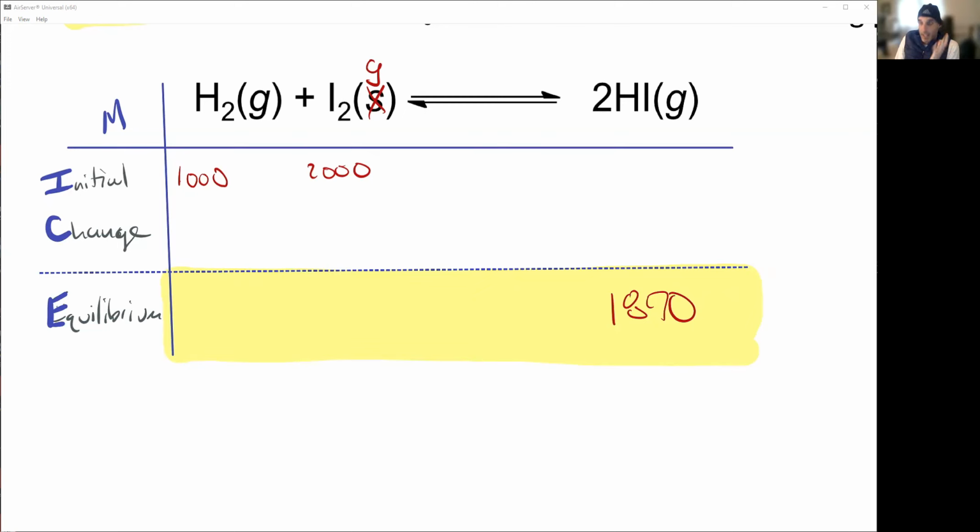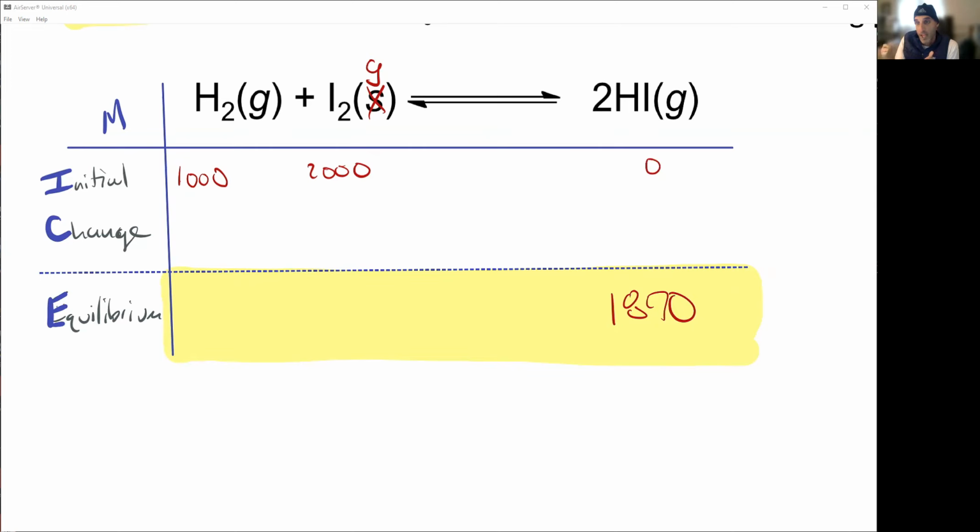So this is somewhat like a Sudoku puzzle in a way. Is there anything else that I can fill out? How much HI do I start with initially? Was there any mention of any HI? No, there wasn't. So we can assume that we start with 0 HI initially.